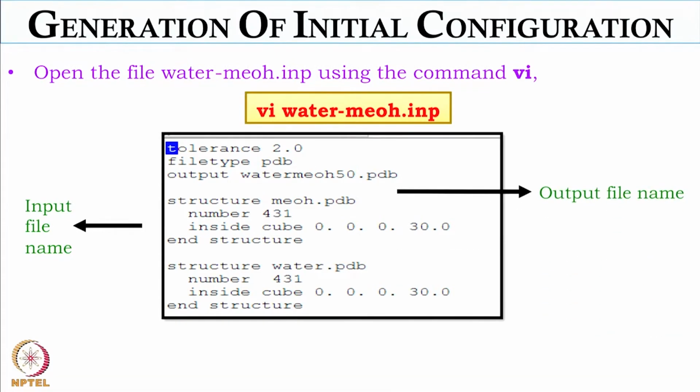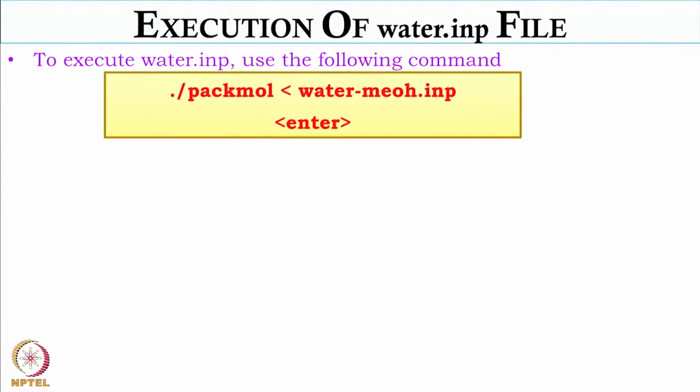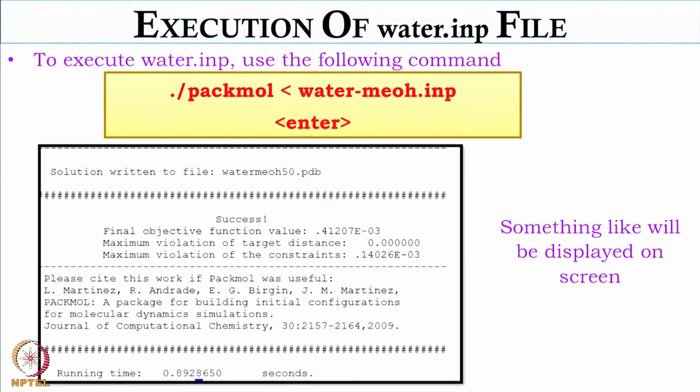So this is the output file name, water meoh50.pdb, and 30 is a cubical box of box length 30 angstrom. So it is designated as inside cube. Okay. So now we'll execute packmol using this INP file, and we'll use the same command ./packmol < water meoh.inp. After the successful execution, we'll have something like this displayed on the screen, like solution is written to file water meoh.pdb, and then the time it has taken to complete it. Right. So now we have the PDB file.